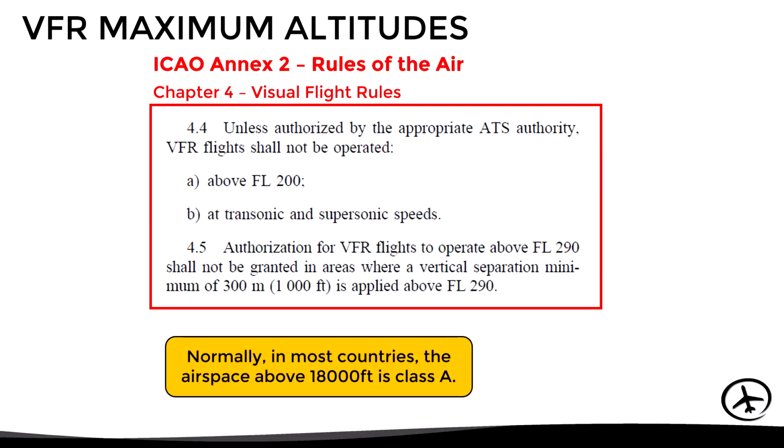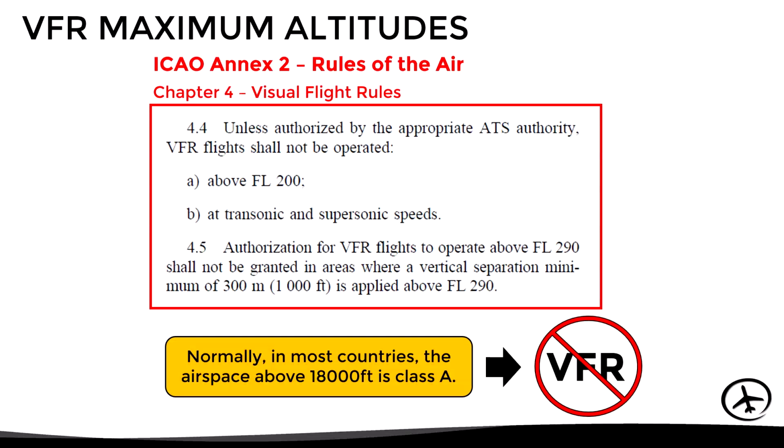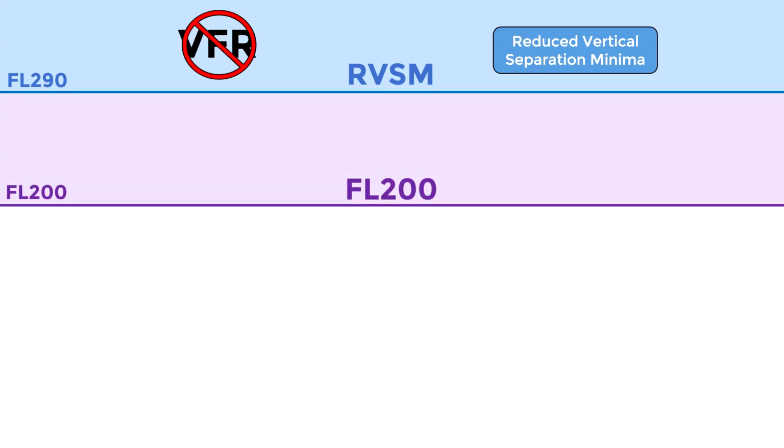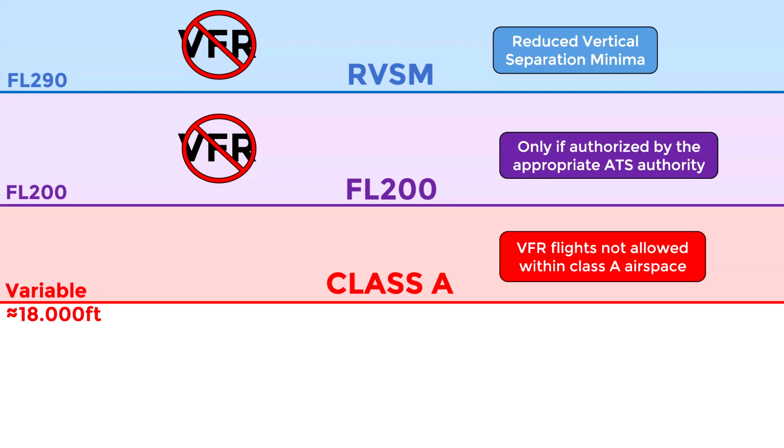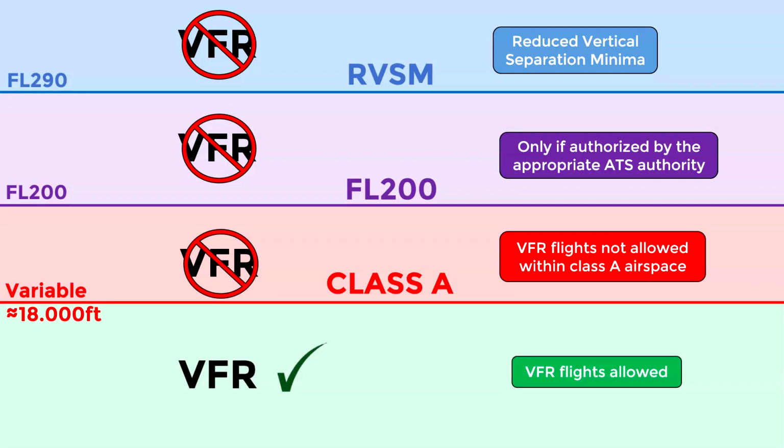However, in most countries, the airspace above 18,000 feet is Class Alpha, where VFR operations are not allowed. So in summary, we would have something like this. VFR operations cannot be conducted above flight level 290 where a reduced vertical separation minima is applied. Then, according to ICAO Annex 2, unless authorized by the appropriate ATS authority, VFR flights are not allowed above flight level 200. And finally, depending on the airspace classification of the area we are flying, VFR flights are not allowed in Class Alpha airspace, which means that, in most cases, this is the limiting altitude for VFR operations.